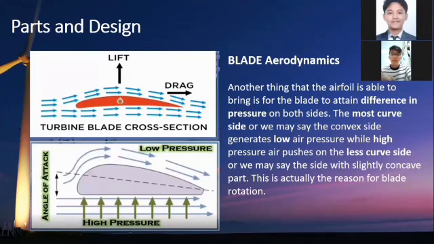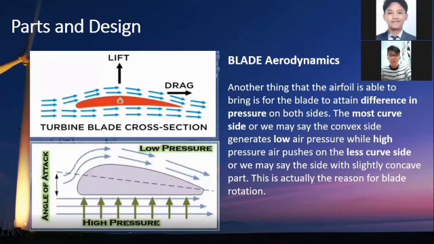This is actually the reason for blade rotation. So, sabi ko nga kanina, merong iba't ibang design ng blade. Kaya, syempre, iba-iba rin yung pressure and power na ma-generate nila. So, eto makikita natin sa picture, itong lift and drag turbine blades cross section.